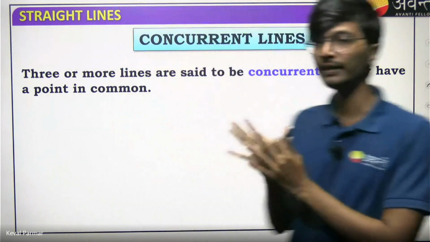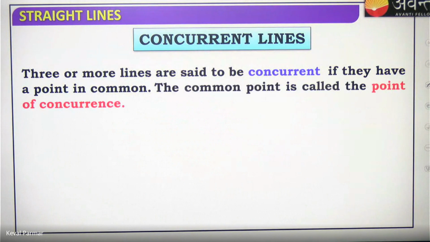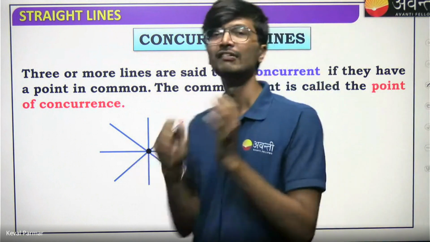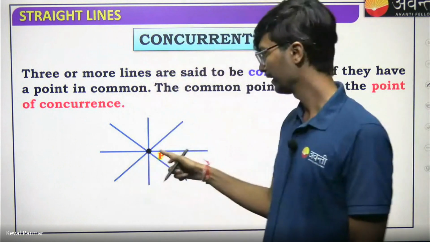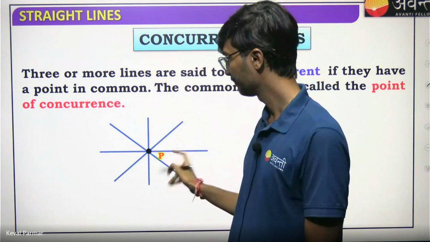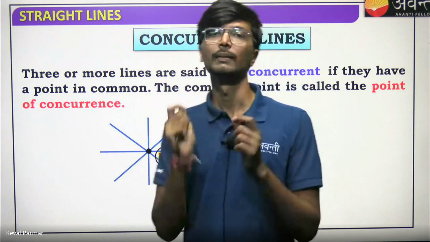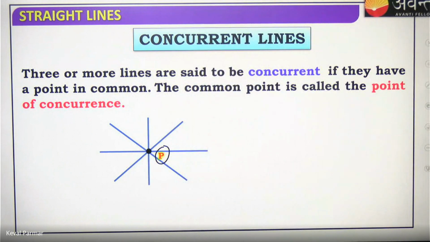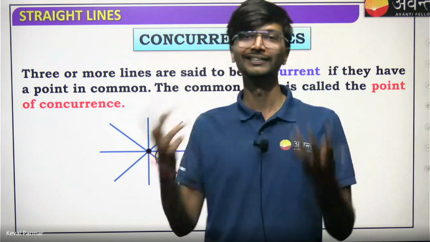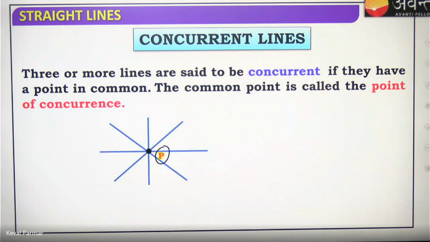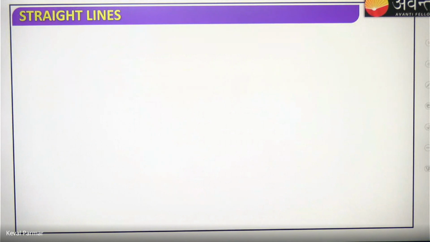They have a point in common, and that common point is called the point of concurrence. As you can see here, we can draw an infinite number of lines through this point P, and all of these lines intersect at P. So this point P is called the point of concurrence. I hope the definition is clear. You must have learned it in school itself, but we'll still revise it.